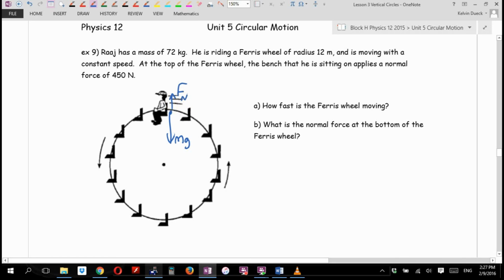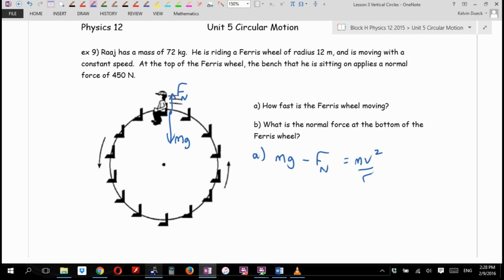And again, hopefully you've also noticed, Spencer, Fc never shows up on my free body diagram. It shows up on the other side of the winner minus loser. It's going to be, for part A, mg minus Fn equals mv squared over r. And since they're asking me to find speed, what am I trying to find? Oh, speed.